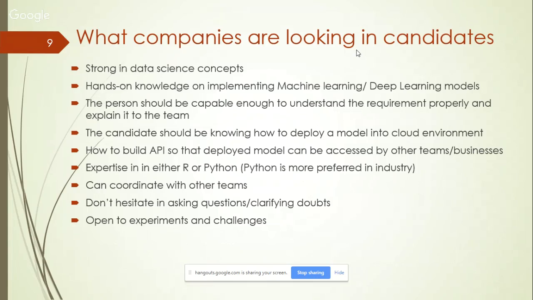You should be very, very strong at data science and always focus on why this particular model is acceptable in this particular scenario, and what kind of results this model is giving. This should be there in your concepts. You know how to apply, but you should also know why to apply a particular model. The companies are focusing more on the why part because they know that you already know how to implement the model. Then, hands-on knowledge of implementing machine learning.